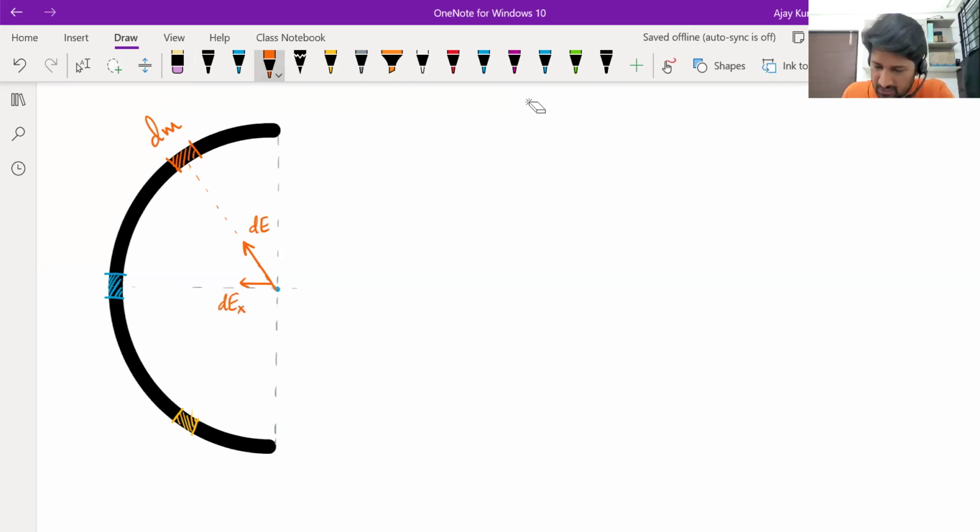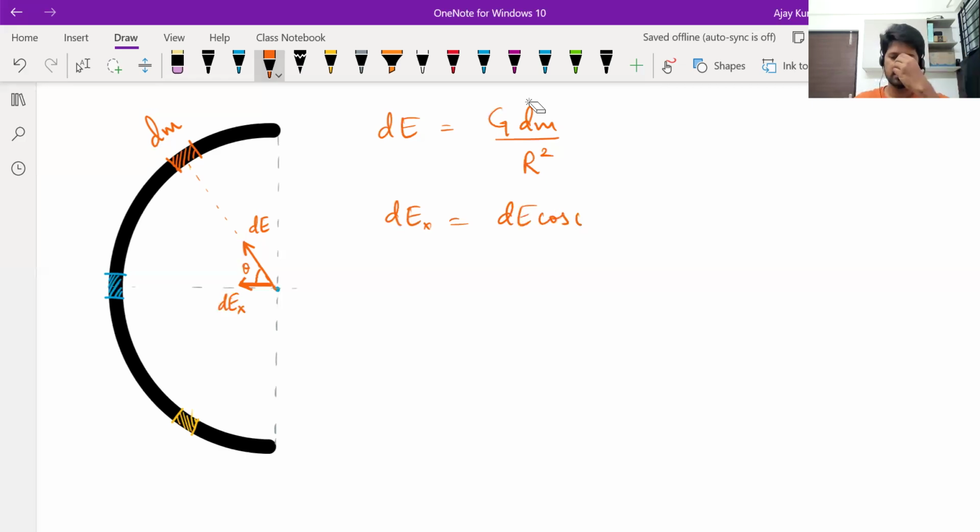To derive the x component, you will have to know this angle. Let's call it theta. You can visualize that from element to element, that angle theta is going to change. So dE was G dm by r squared. Then dE's x component will be dE cos theta. I'm taking theta with the x-axis. You can take the angle with the y-axis also, then you'll have to adjust the component accordingly. Let me do it that way also simultaneously.